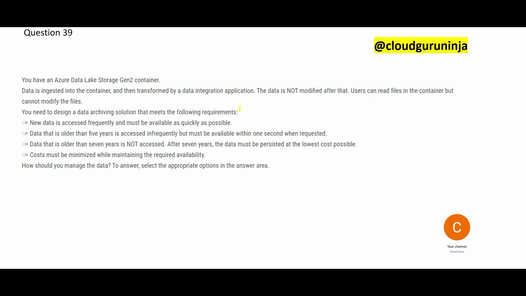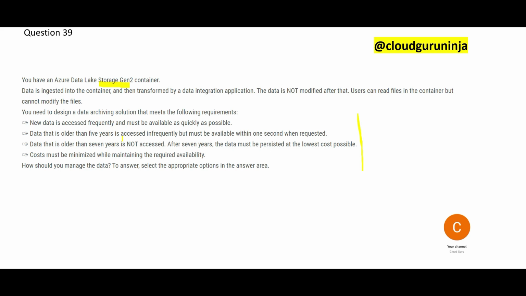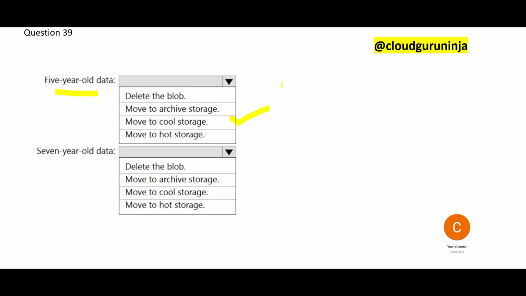So this is the next question now. So this is our Data Lake Storage Gen 2 question. Now these are the requirements. So let us look at what we have to answer. 5-year-old data, where should we store? So data that is 5 years old and infrequently accessed must be available within 1 second. So we should probably put it in the cool tier. So cool tier means it is less frequently accessed, but it still requires quick access. So this should be the answer.